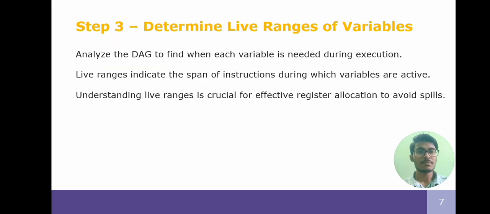Here is step 3. Determine live ranges of variables. Analyze the DAG to find when each variable is needed during execution. Live ranges indicate the span of instructions during which variables are active. Understanding live ranges is crucial for effective register allocation to avoid spills.